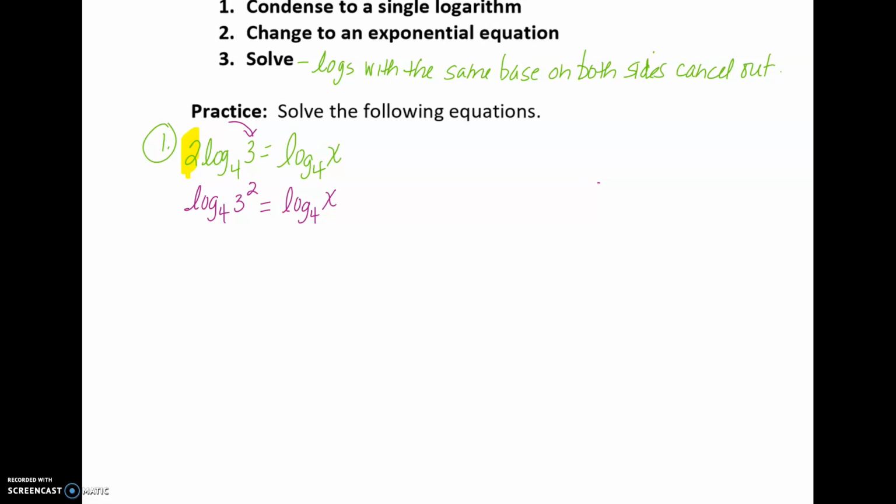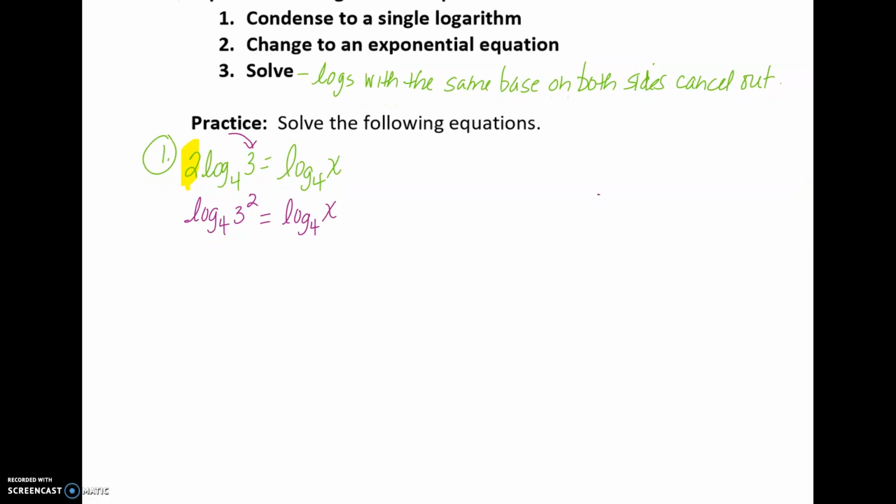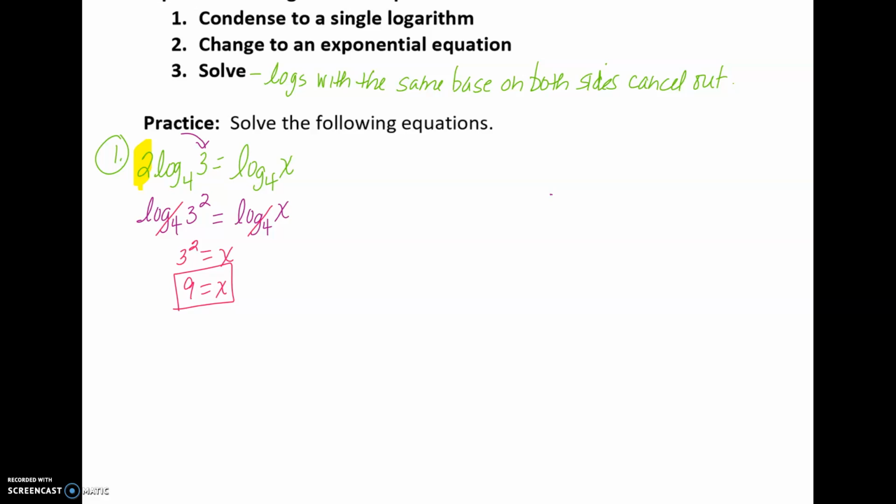All right, now we're changing it to an exponential equation and condensing it to a single log, and then we're going to solve it. So logs with the same base on both sides cancel out. These are both log base 4, so they're gone. So I have 3 squared equals x, and 3 squared is 9, so my answer is 9 equals x. All right, let's go to the next one.